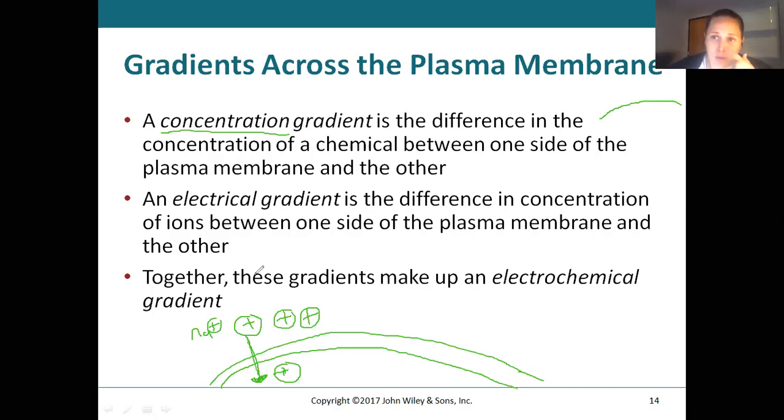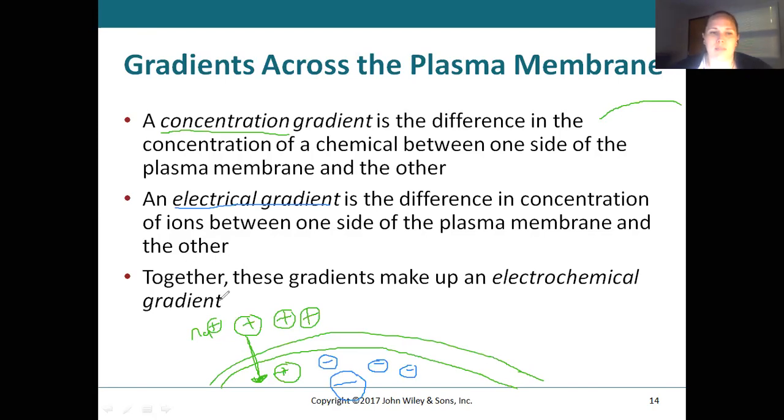That's not the only gradient at play that's driving sodium into the cell. You also have negatively charged ions inside the cell as well. If we look at the charge of a nerve cell, the overall charge is negative on the inside. So what's generated here is an electrical gradient. It's the difference in concentration of ions between one side of the plasma membrane and the other.